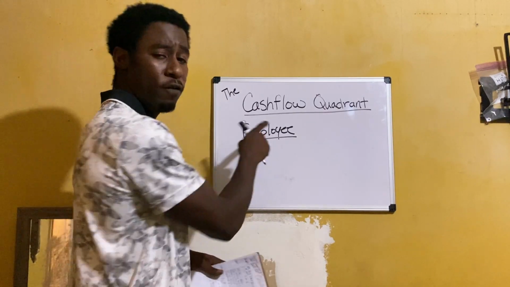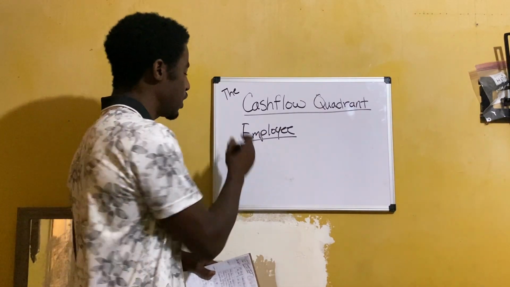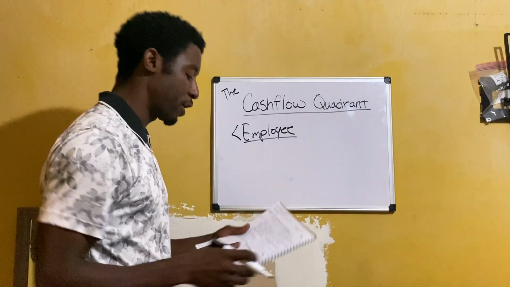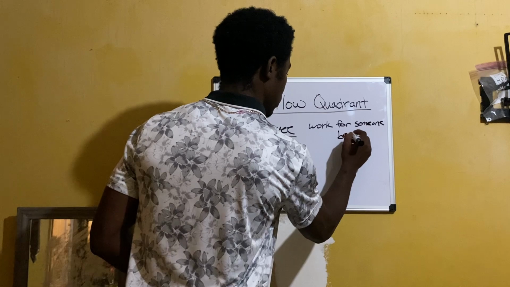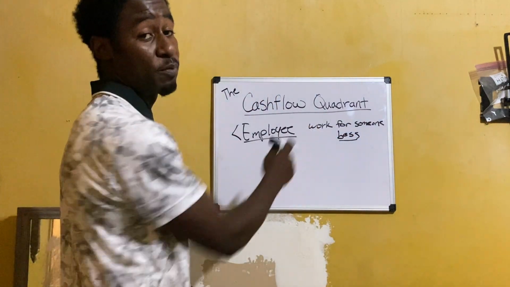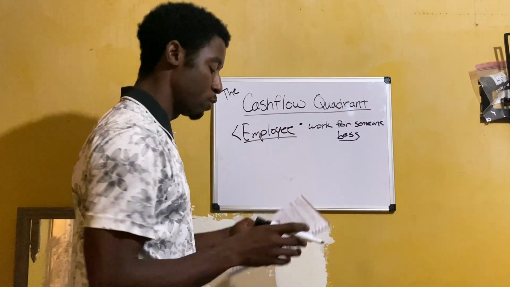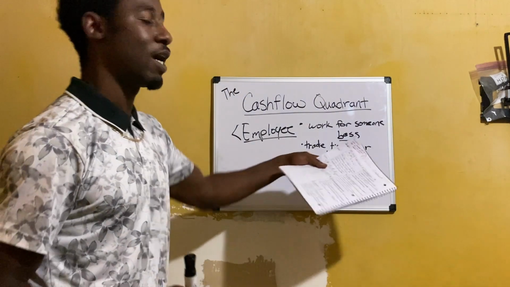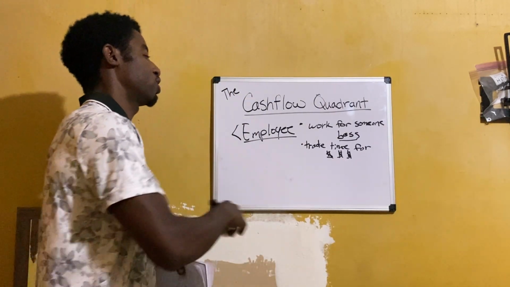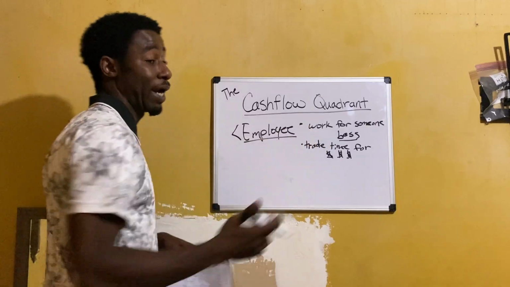So the first quadrant is E for employee. What does an employee do? An employee works for someone. You can say boss. An employee has a boss. So that's number 1. They trade time for money. Y'all see that, right? They trade time for money.